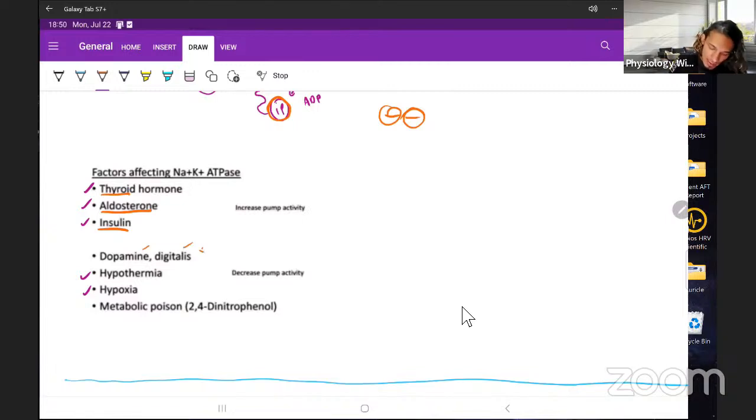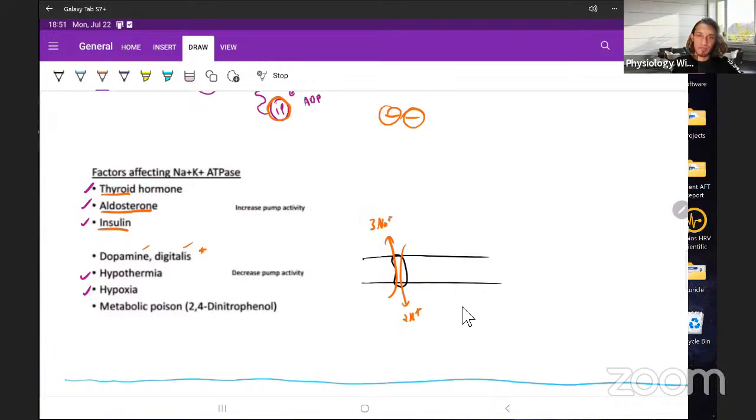This is also an important question. They'll ask you mechanism of action. How does it work? Okay, so where do we use it? So this is used in heart failure. So we have your sodium potassium ATPase. What does it do? It takes 3 sodium outside and 2 potassium inside.